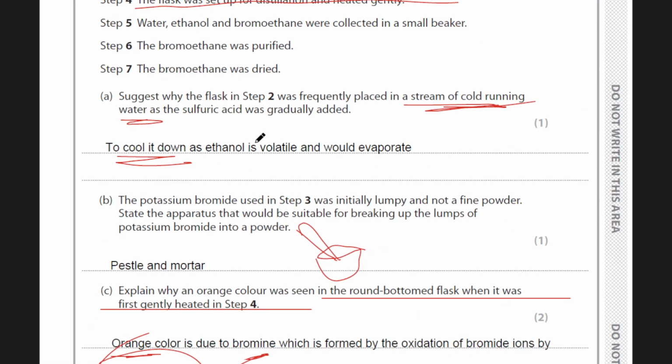So the whole point of adding the sulfuric acid is that it acts as an oxidizing agent, ensuring that the bromide ions get oxidized to produce bromine. And we know that oxidation is loss of electrons, so the bromide ions lose those extra electrons in order to produce bromine. And bromine tends to provide a brown color.